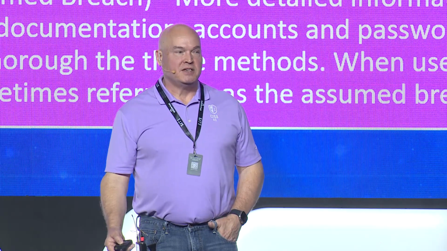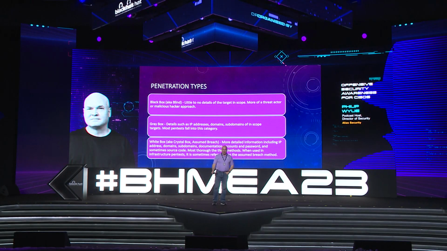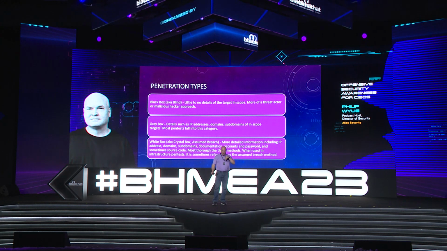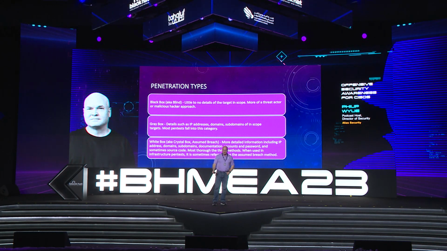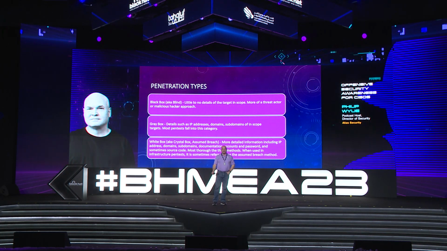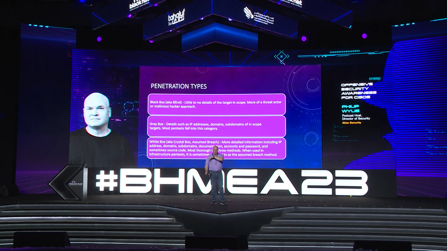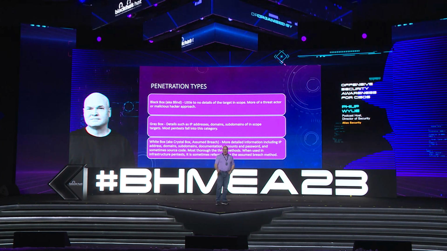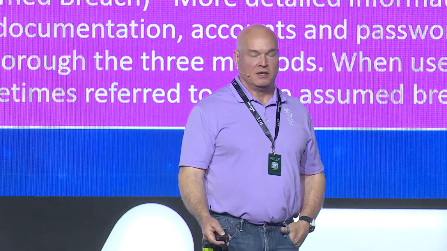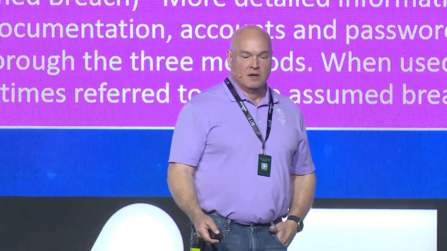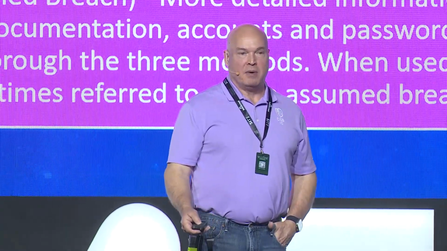So, different penetration testing types. You have black box, gray box, white box, also referred to as a crystal box or an assumed breach. With the black box, you're taking more of a threat actor approach. You're trying to see if you can hack into the system the same way a threat actor or a malicious hacker would get into the system. But a gray box is kind of a combination between the two.